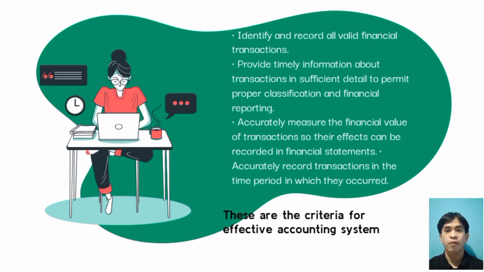An effective accounting information system will identify and record all valid financial transactions, provide timely information about transactions in sufficient detail to permit proper classification and financial reporting, accurately measure the financial values of transactions so their effect can be recorded in financial statements, and lastly, accurately record transactions in the time period in which they occurred.